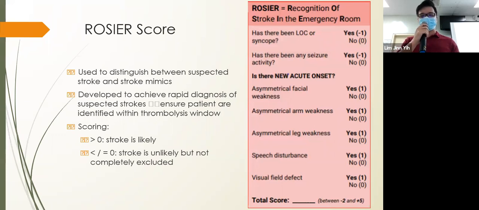Once the patient is in ED, we use the ROSIER score, which lets us differentiate whether this is a stroke or a stroke mimic. If the patient has LOC, syncope, or any seizure, that's actually less likely to be stroke. But if there are features such as facial asymmetry, arm weakness, leg weakness, or speech disturbance, then stroke is likely.